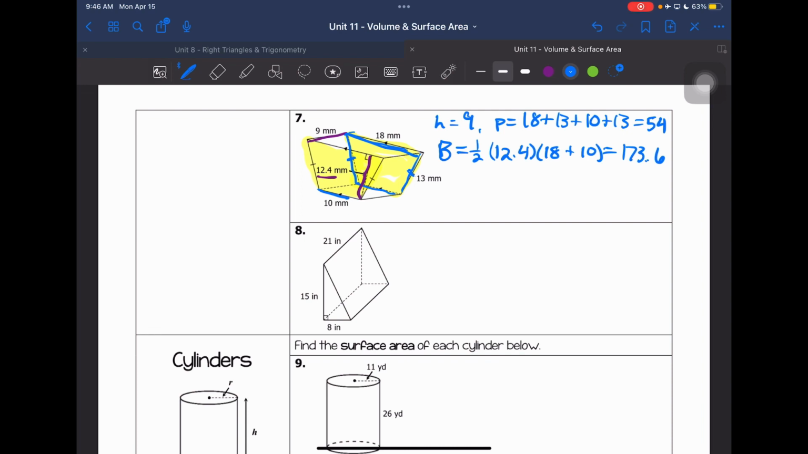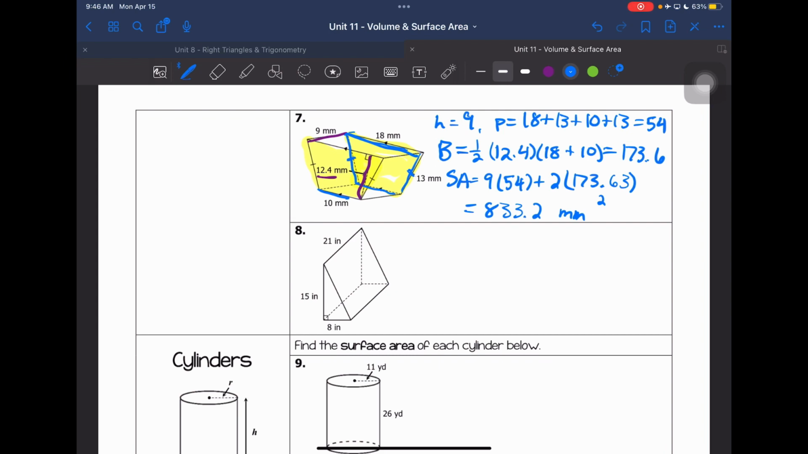And now we can find the surface area. It's height times perimeter, so 9 times 54. And then plus 2 times area of the base. So 2 parentheses 173.6. And then we can close that parentheses, type that all into the calculator, and find out what the surface area is. This comes out to be 833.2 millimeters squared.